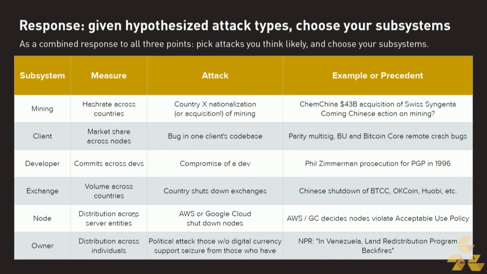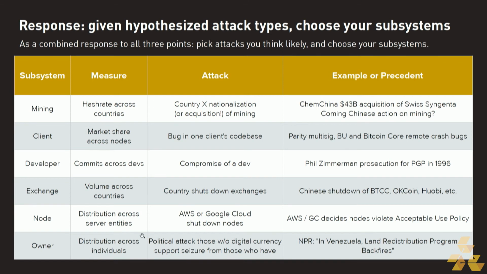Fifth, distribution across server entities for nodes, right? So if Amazon Web Services or Google Cloud shut down nodes, and we've already seen that, domains are getting yanked, the Spanish government has shut down 100,000 .cat domains. It may be at some point that Amazon or Google Cloud decide that these nodes violate the acceptable use policy. If so, it behooves us to have a Nakamoto coefficient across server entities that's much higher than 2 or 3. So there's a lot of different entities besides Amazon and Google that are running nodes.